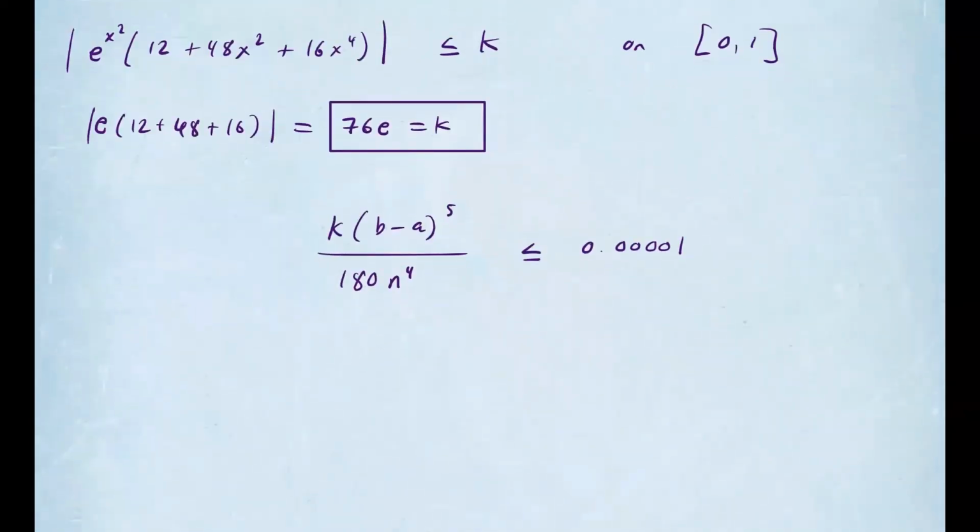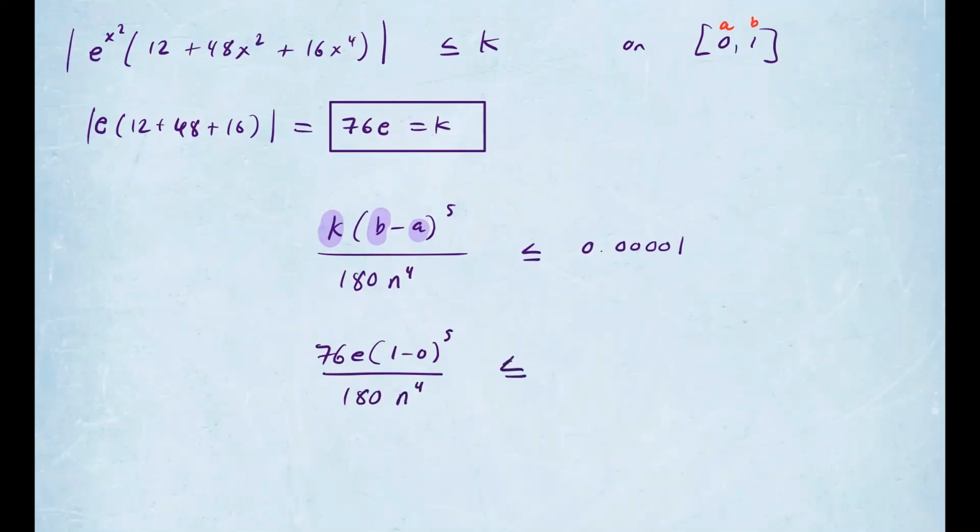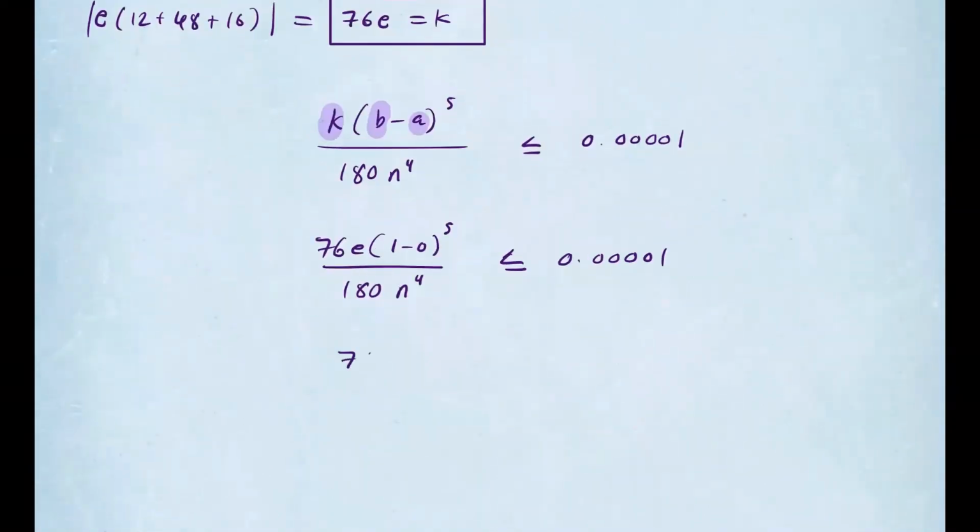So let's plug in k, a, and b, and we're looking for n. How large should n be? We know we're looking at the interval 0 to 1, so this is your a, this is your b. So k is 76e, and (b minus a) is 1 minus 0, to the fifth, over 180 times n to the fourth, less than or equal to 0.00001. So this will give us 76e over 180, and then I can multiply both sides by n to the fourth and divide by 0.00001. So this is 76e over 180 times 0.00001, less than or equal to n to the fourth.